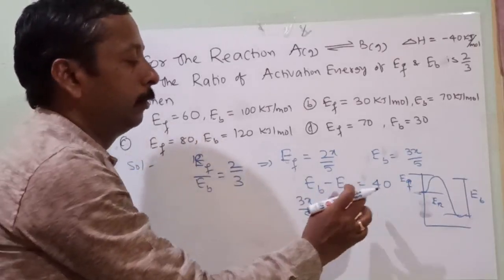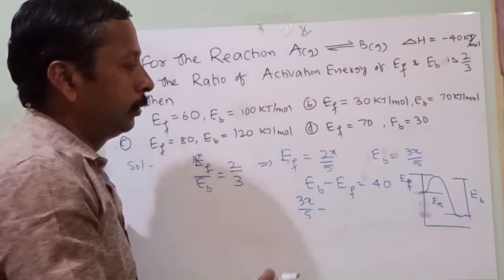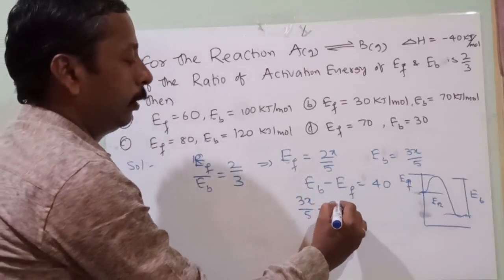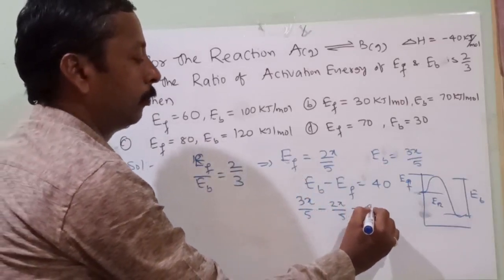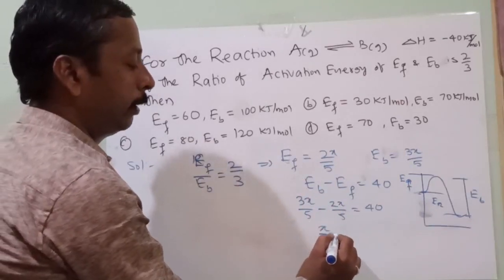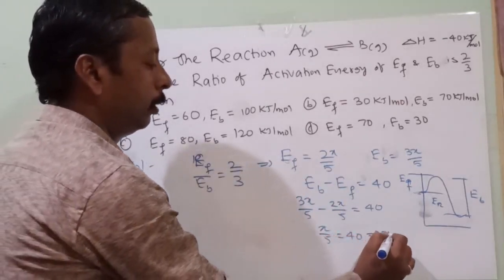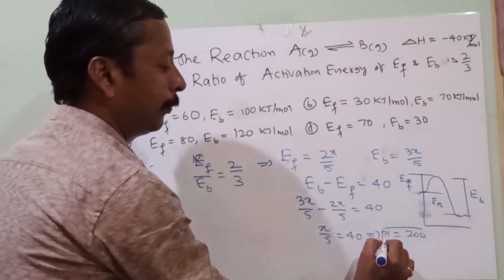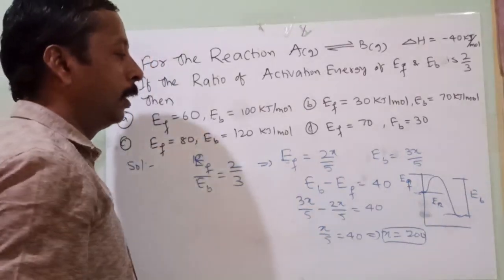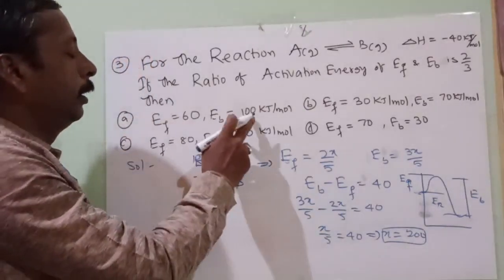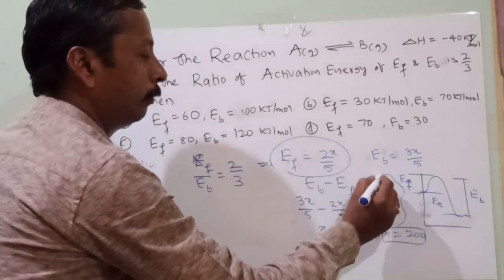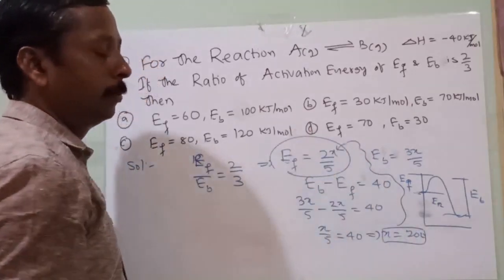Now EB minus EF is equal to 40. So in place of EB what can I write? 3x by 5. And in place of EF what will I write? 2x by 5 is equal to 40. 3x by 5 minus 2x by 5 will be x by 5 is equal to 40. So x is equal to 200. Is this the final answer? No. It is only a partial answer. What is being asked? EF and EB. So if I want EF, I will take this x value and substitute it here.